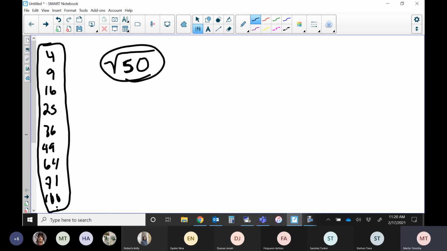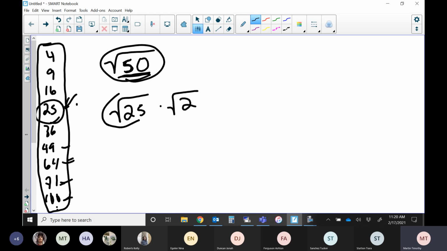So what they do is they say, look on this list and start with the biggest numbers first and see if any of these numbers can go into this one evenly. This number right here is the first one that does. So I'm going to break this into the square root of 25 times the square root of 2. And then you're supposed to realize the square root of 25 is 5, and then you get 5 square roots of 2. That's the way they teach it in Algebra 1.